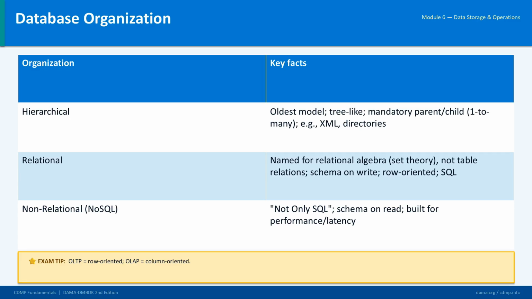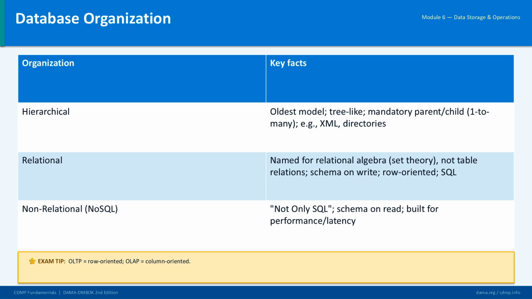Beyond architecture, there are three ways to organize a database, and they're not mutually exclusive. Hierarchical is the oldest model, used in early mainframe systems. It's a rigid, tree-like structure with mandatory parent-child, one-to-many relationships, think directory trees in XML. Relational is named, interestingly, for relational algebra, which is set theory, not for the relations between tables, which is a common misconception the exam exploits. Relational uses SQL, schema on write, and is row-oriented.